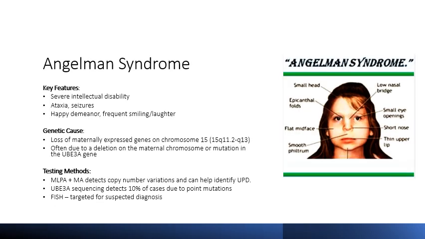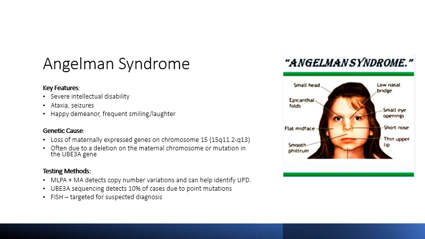Unlike Prader-Willi syndrome, Angelman syndrome is actually a little bit harder to determine or detect in a newborn baby. But later on, the key features are severe intellectual disability, ataxia, seizures, and happy demeanor. The only thing as a newborn would be perhaps feeding difficulties, but that is so non-specific really for a newborn.